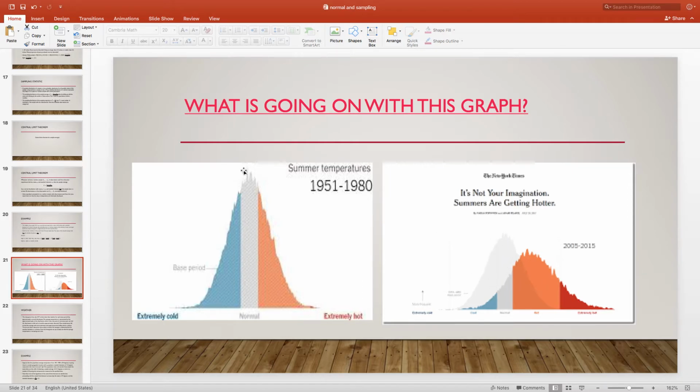Okay. Now, according to this graph between 1951 and 1980, the sample average lies somewhere in here, whereas between 2005 and 2015, it lies somewhere in the middle, right here.